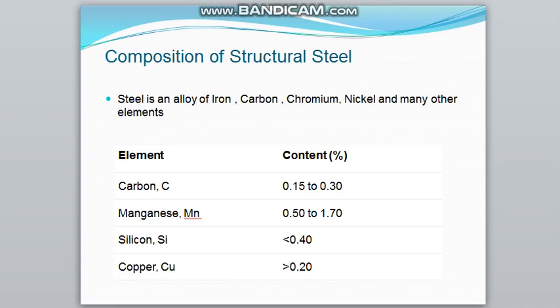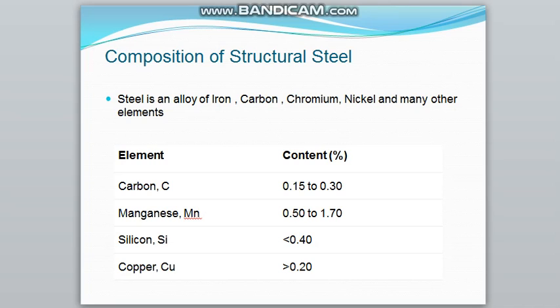So coming to the composition of structural steel, steel is an alloy of iron, carbon, chromium, nickel and many other elements. Some of the important chemical elements used in structural steel are, first, carbon. Carbon is one of the important chemical elements in steel. Why? If the carbon content in the alloy is increased to a certain level, then strength increases, but ductility decreases.